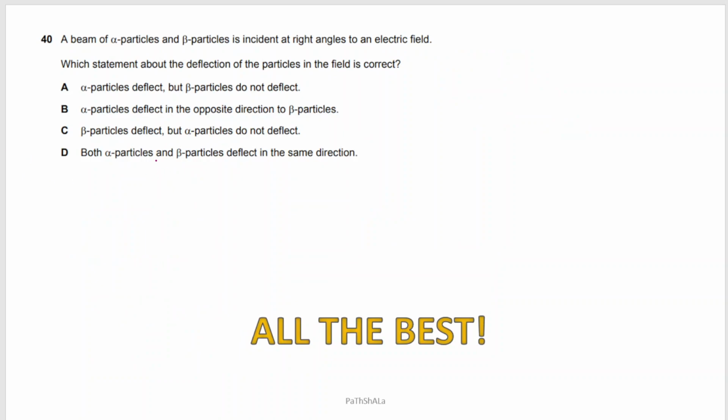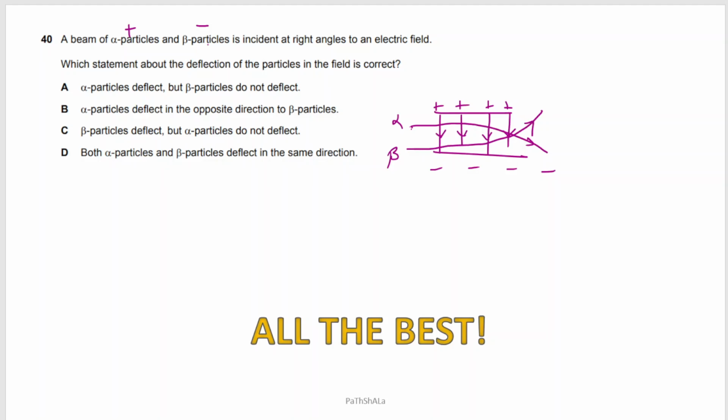40. A beam of alpha particles and beta particles is incident. Alpha particles are positively charged, beta particles are negatively charged. The electric field is always directed from positive to negative. So this is the electric field direction. Alpha particles, being positively charged, will get deflected towards the negative side, and beta particles, being negatively charged, will get deflected towards the positive side.